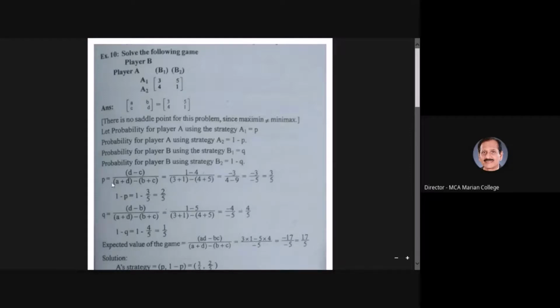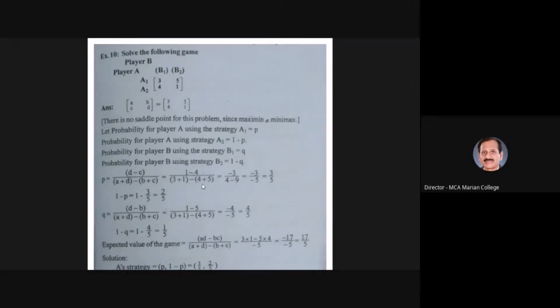Then calculate the value of P. It's very simple. Use that formula: (D minus C) divided by (A plus D minus B plus C). You will get 1 minus 4 in the numerator. 1 minus 4 means D minus C, where D is 1 and C is 4. So 1 minus 4, divided by A plus D, where A is 3 and D is 1, so 3 plus 1, minus (B plus C).